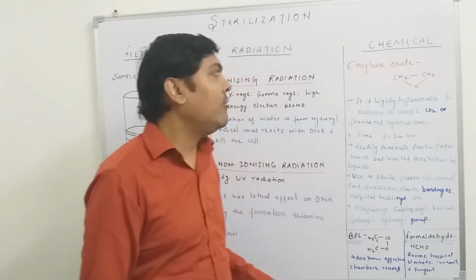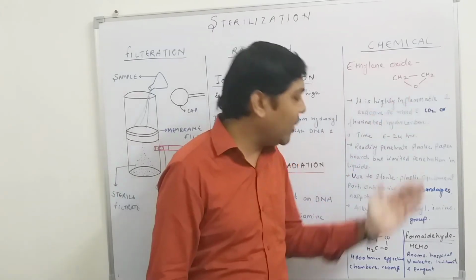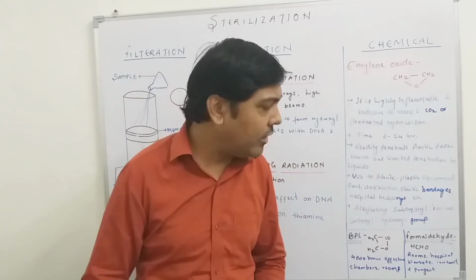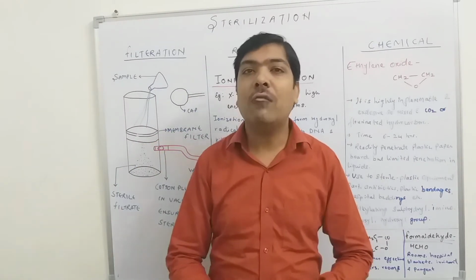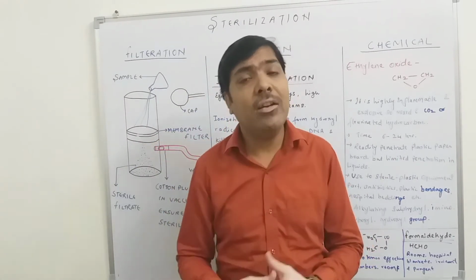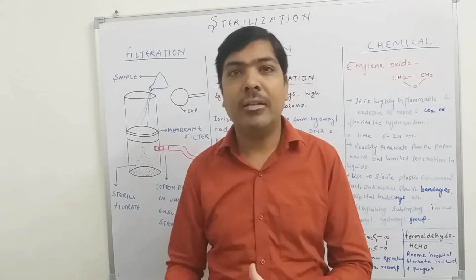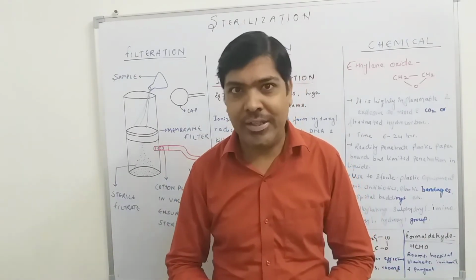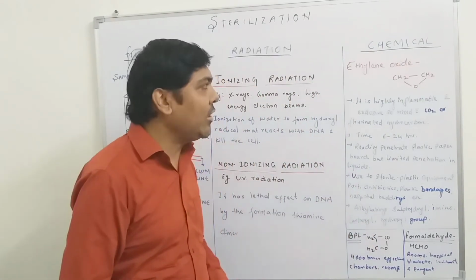And most commonly, we can go for the use of ethylene oxide, we can go for the use of BPL, that is beta propionolactone, and we can also go for the use of formaldehyde. These are the gases which have the power to kill microorganisms and thus make the area sterilized. Now coming to ethylene oxide.